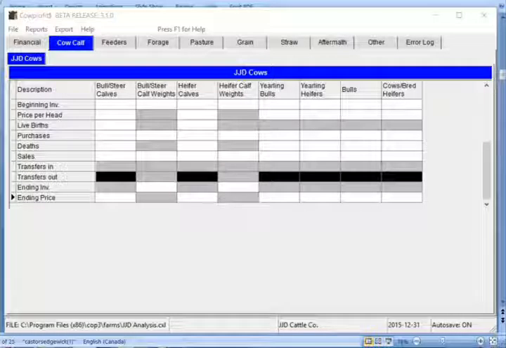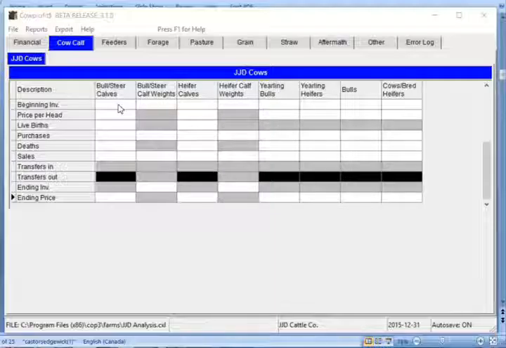So this time we're going to look at entering information into the cow-calf grid. This is probably the heart of the program, so we're going to spend a bit of time doing this. First of all, just like we did in the enterprises, we're going to work in a strategic process through this. We're going to start at the top left here, beginning inventory. We're going to work all the way across left to right down through the grid so we don't miss anything.